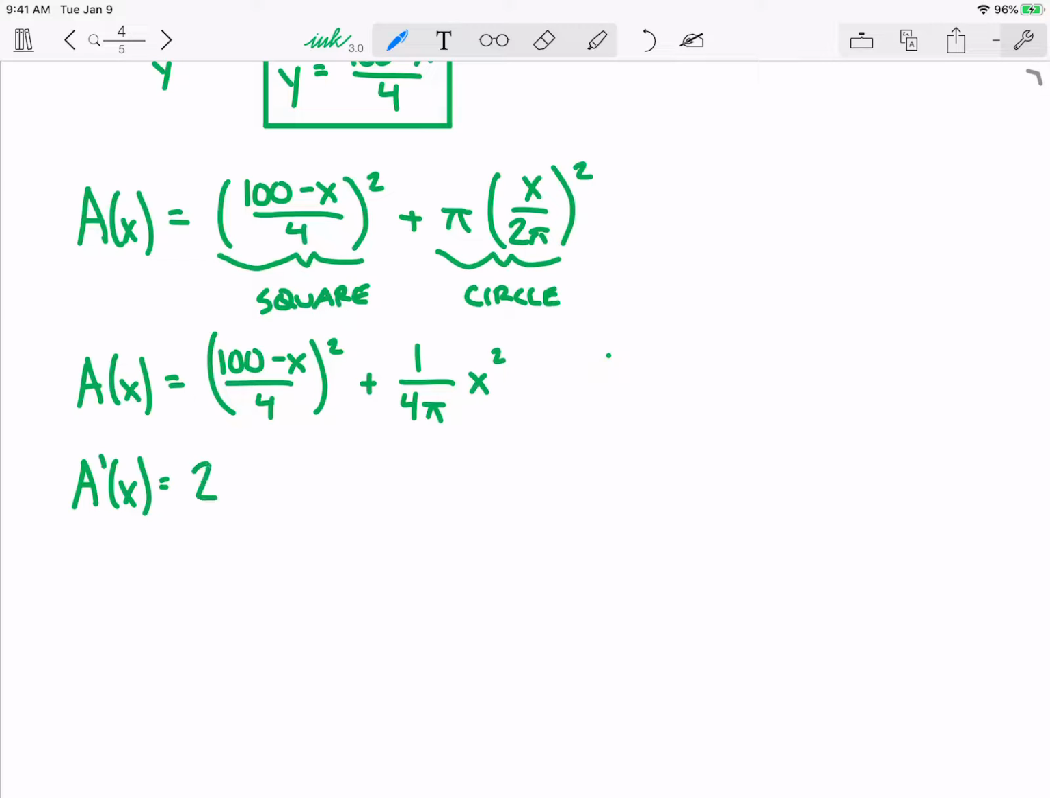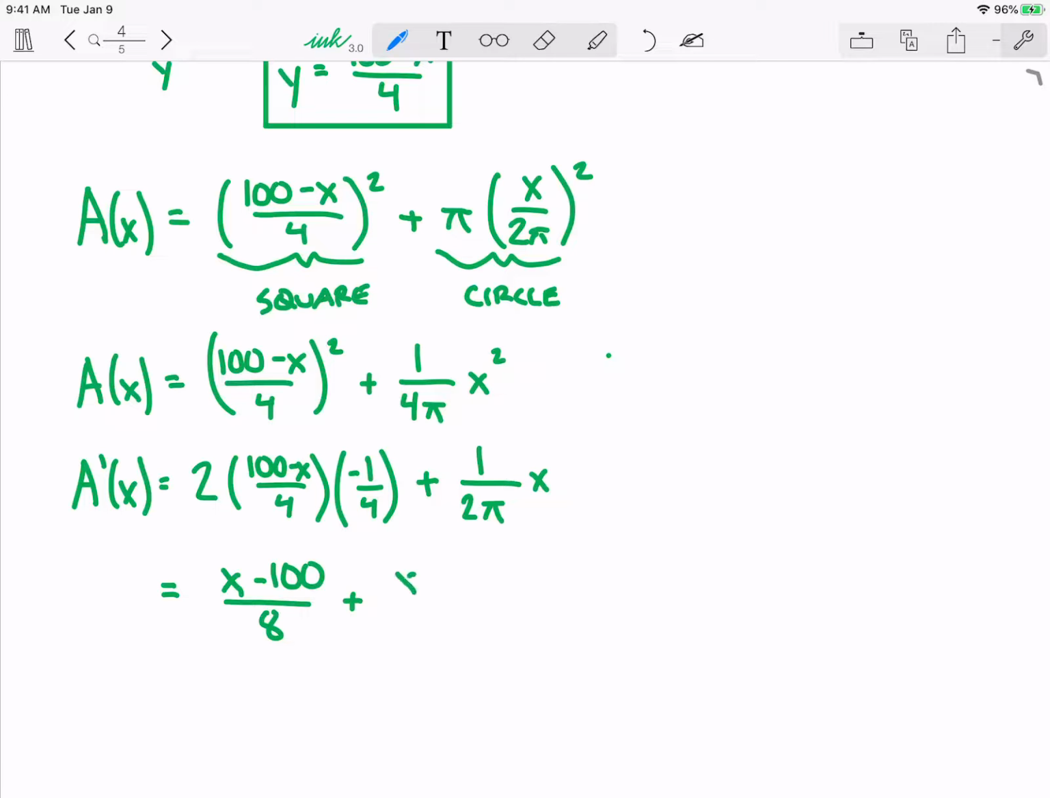First one I'm going to use chain rule. 2 times this quantity. This quantity remains unchanged on the inside. Power drops down 1. Derivative of the inside is negative 1/4. I've got a negative in front of that x and a constant 4 on bottom. Derivative of my second term, multiply by 2, so the 4 pi on bottom becomes 2 pi, and the power of the x drops down 1. Now, little rewrite. This bottom on the first term is 16, but times the 2 just becomes 8. So then I get x minus 100 over 8 plus x over 2 pi.